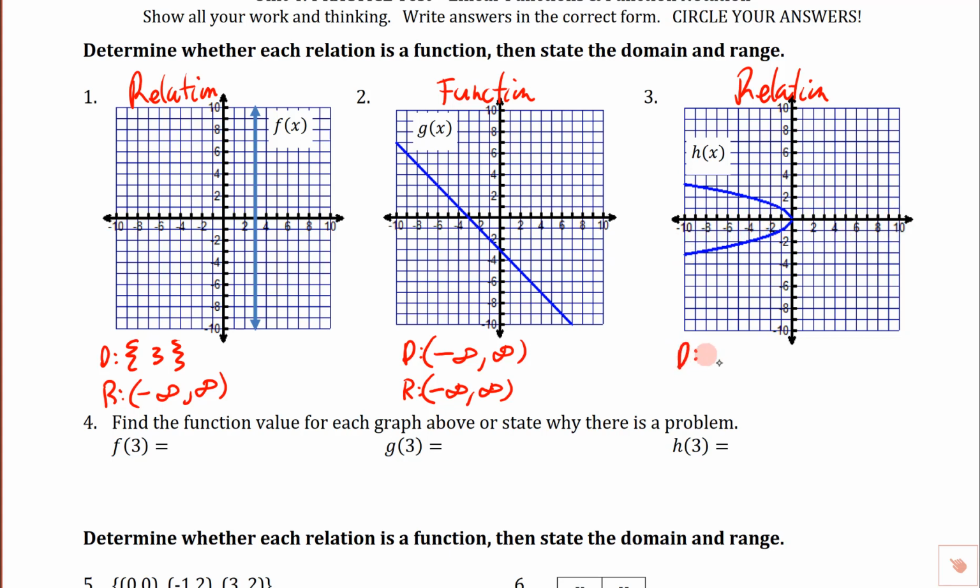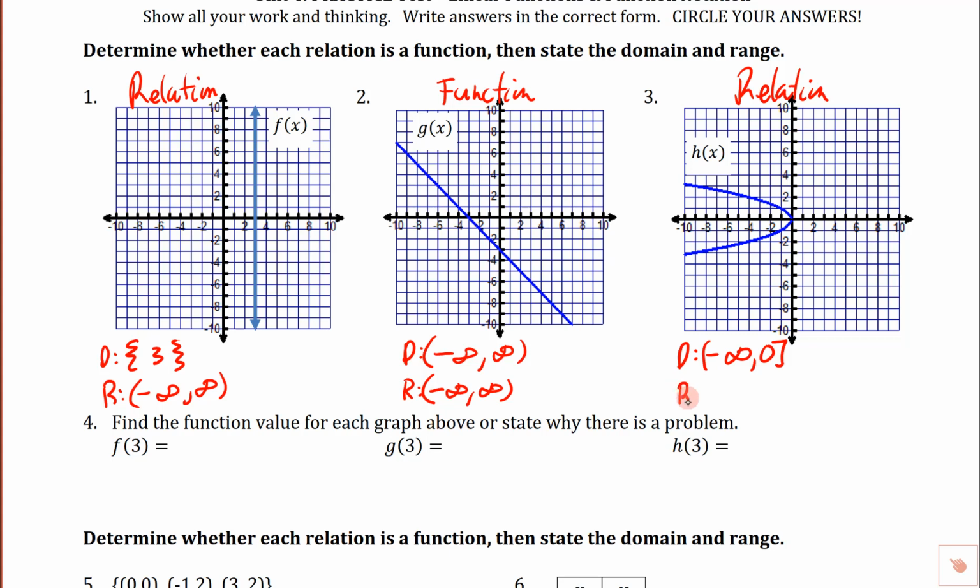So the domain on this one is going to go from -infinity, we start way over here, and then we go all the way to this point right here, so all the way to 0. It's going to be round on the infinity, but let's take a look right here. It does actually hit that value right there, so we're going to make that a square bracket.